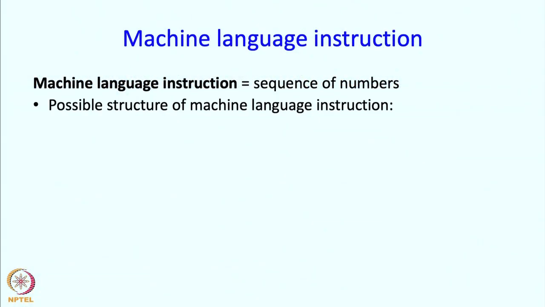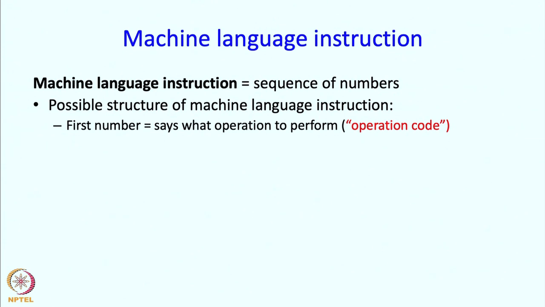So in this segment, we are going to talk about this machine language program, which is made up of machine language instructions. So what is a machine language instruction? It's a sequence of numbers, and here is a possible format for a machine language instruction. The first number might say what operation to perform, and in this literature you may often see the term operation code being used for this first number.